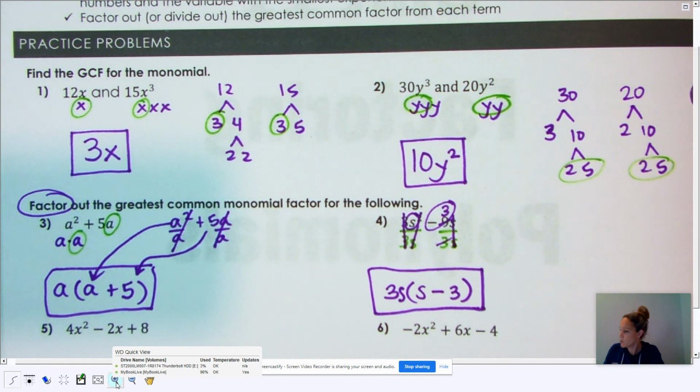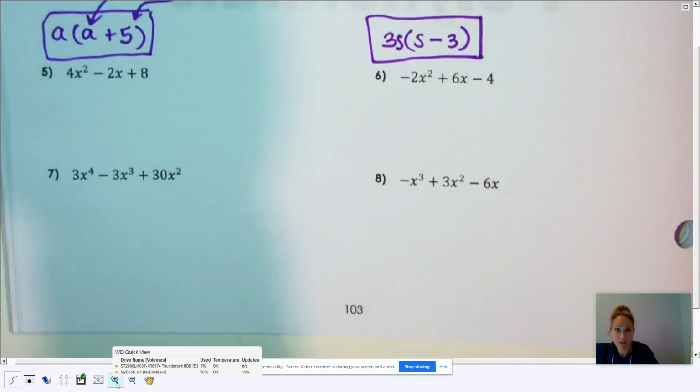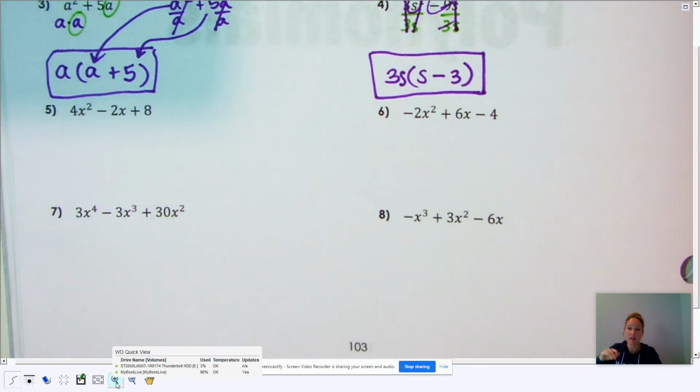All right, let's do a few more of these because great googly moogly, there are a ton of homework problems. Lots of practice. These are kind of short problems. It's not like some of the long ones we've done before. So now what if there are 3 terms? The greatest common factor has to be in all 3 of them.